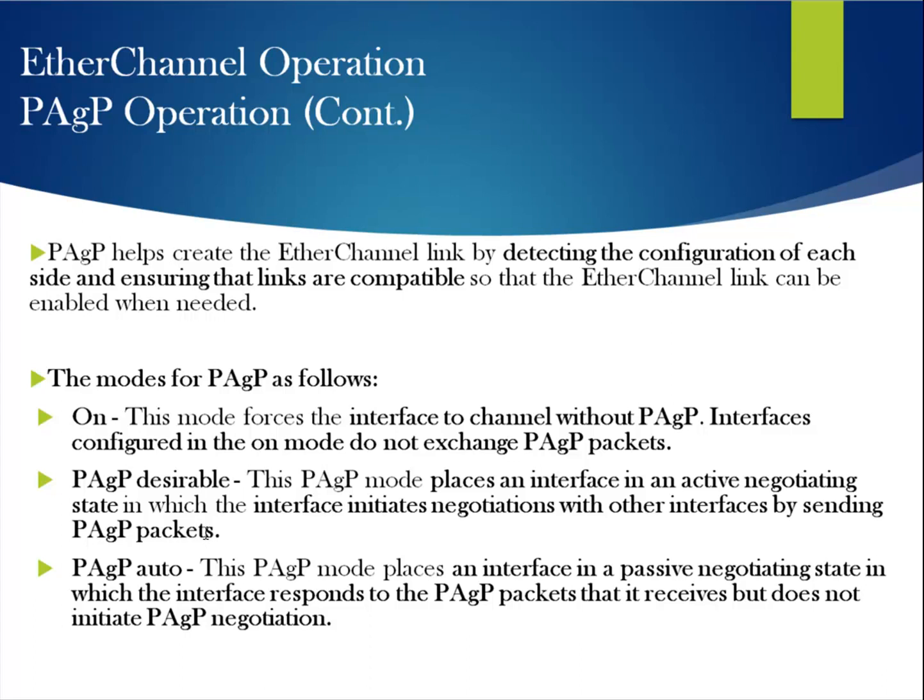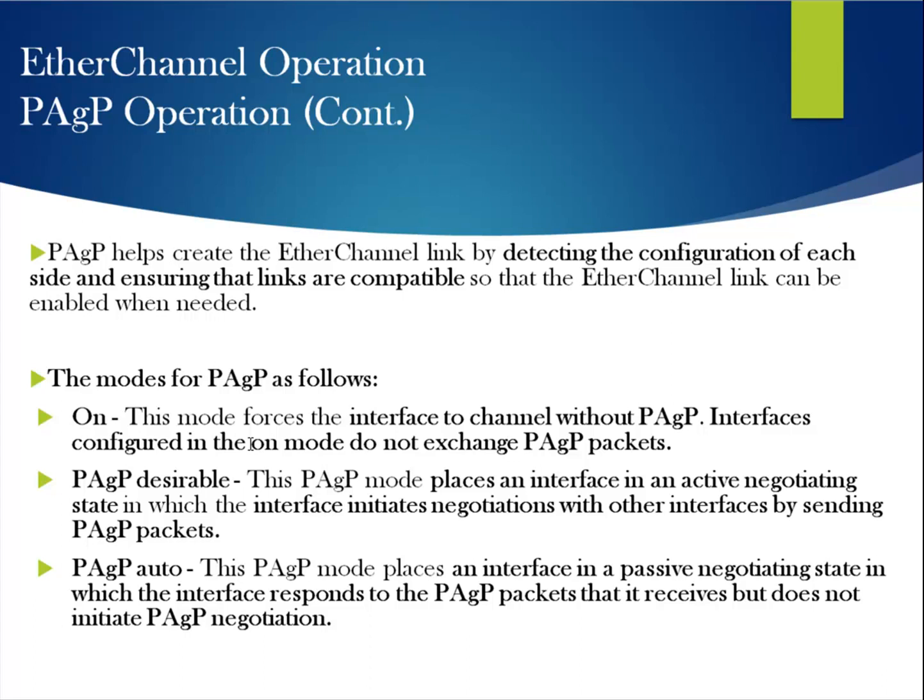Then PAgP auto mode. If you put an interface in this mode, it means a passive negotiating state in which the interface responds to the PAgP packets. If it receives a PAgP packet, it will give a response that it received it, but it does not initiate any PAgP negotiation. So these are the three different modes available: the modes of PAgP are on mode, desirable mode, and auto mode.